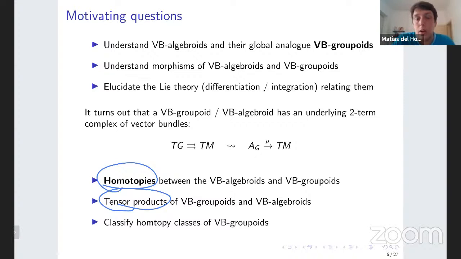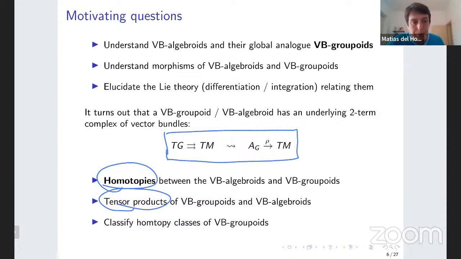If the shadow of the VB groupoid or VB algebra, that is a two-term complex, is compatible with the tensor products, these two-term complexes, when doing the tensor product, are going to give me a three-term complex. So we could say that there is no tensor product of VB groupoids and VB algebras, but there has to be something there. And actually, we will be led to higher versions of VB groupoids.